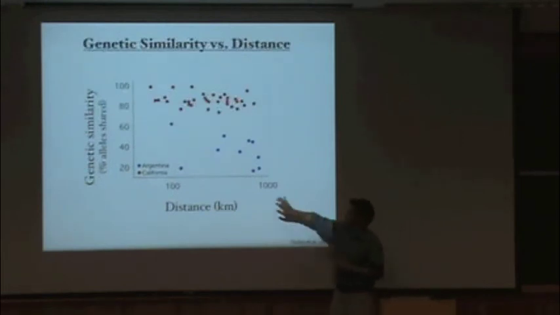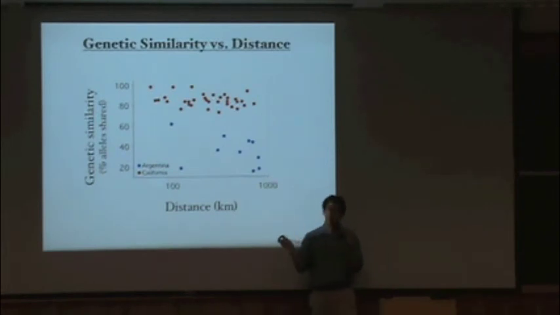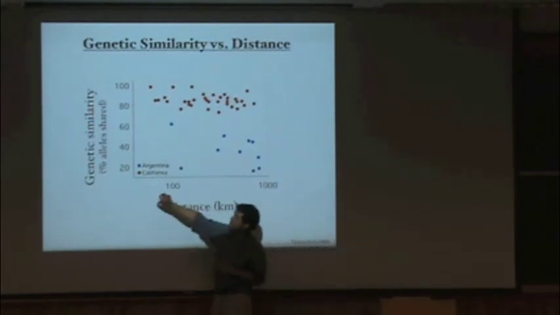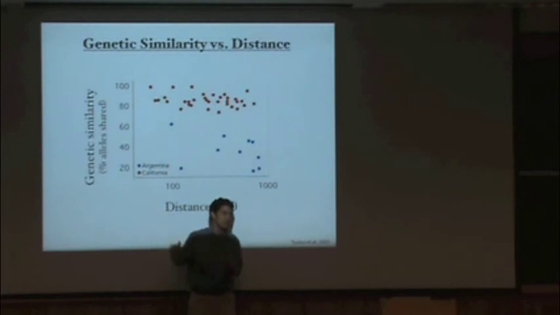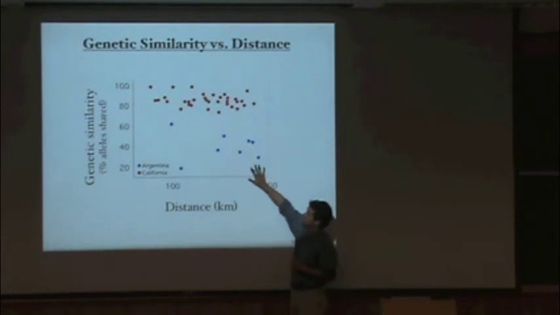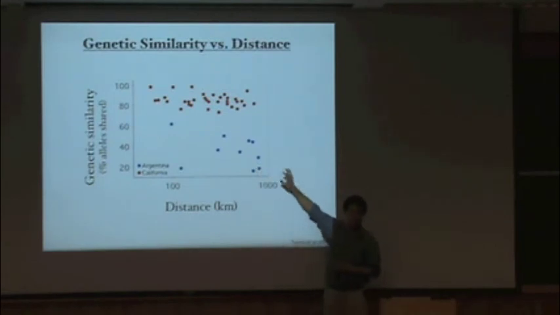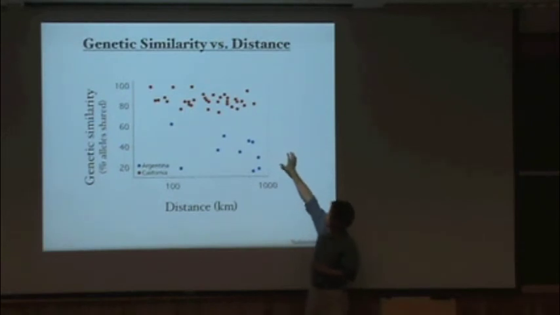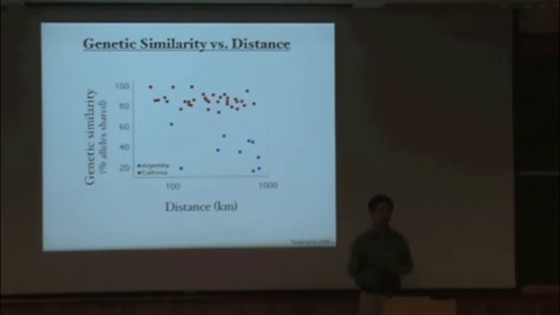These are data from those same sites that I showed you before, where we were comparing aggression across sites that were separated by hundreds of kilometers. But now, on the y-axis, we're looking at the genetic similarity, the percent of alleles that they share at these microsatellite loci. You can see in the native range, Argentine ant colonies at these distances share between about 20 and 70% of their alleles. And that's significantly lower. It's a non-overlapping distribution with what we see across California. In California, they share between 90 and 100% of their alleles.